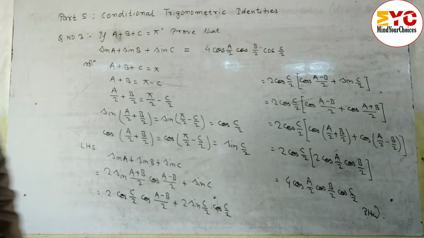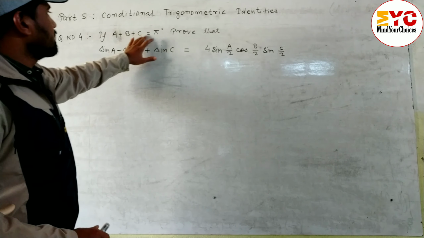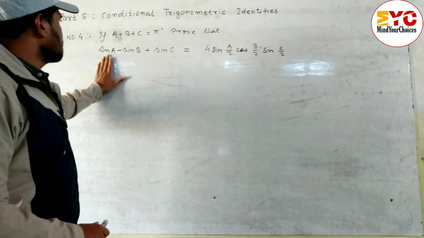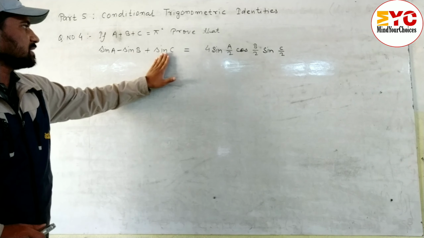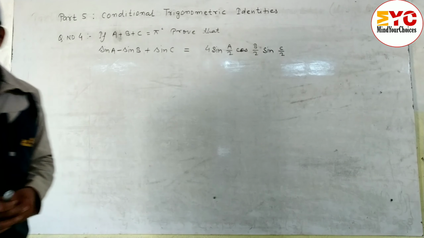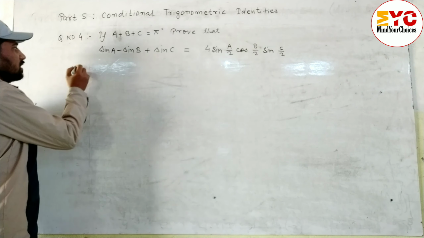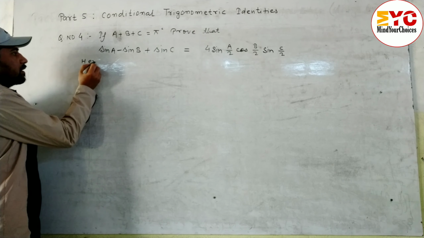Now look at question number 4. If A plus B plus C is equal to pi, prove that sin A minus sin B plus sin C is equal to 4 sin A by 2 cos B by 2 sin C by 2. So first of all, the condition is given: A plus B plus C is equal to pi, and we have to show 4 sin A by 2 cos B by 2 sin C by 2. First we have to write down the condition here.